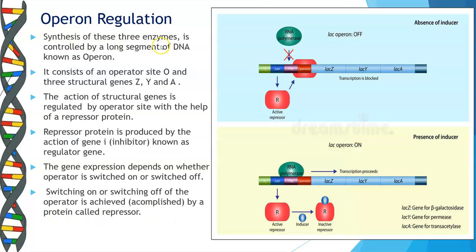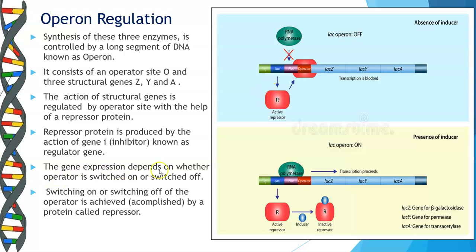Students, the synthesis of the three enzymes is controlled by a long segment of DNA which is known as an operon. It consists of an operator site O, this is your operator site, and your three structural genes Z, Y, and A. Now the action of these structural genes is regulated by an operator site, and this is controlled with the help of a repressor protein. Now, the repressor protein is produced by the action of gene I. It's an inhibitory gene known as the regulatory gene. So, this is your gene I which produces the repressor.